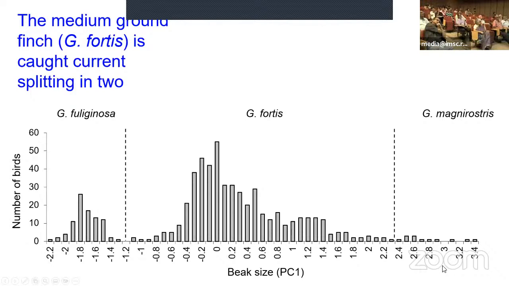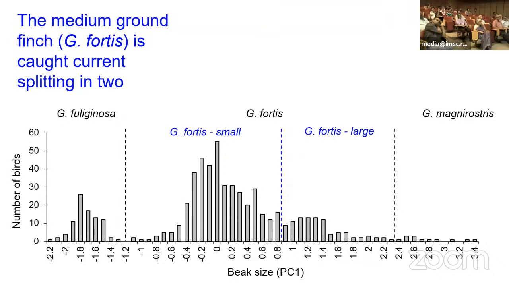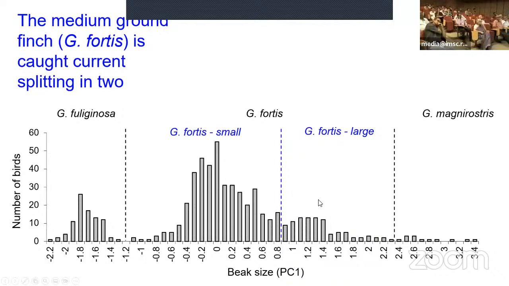But what's interesting is that the medium ground finch doesn't just show this one average beak size, but it really kind of shows two different modes, if you will. That is, there's a bunch of small fortis here. That's the medium ground finch, Geospiza fortis. And there's a bunch of large ones over here. So it's not like a single unimodal distribution that declines to nothing. Instead, you have this bump up of large birds over here.